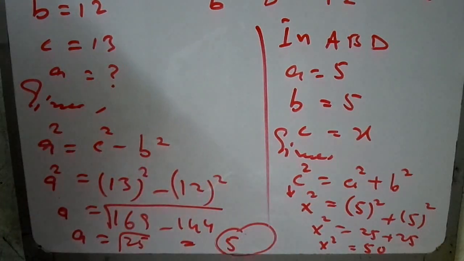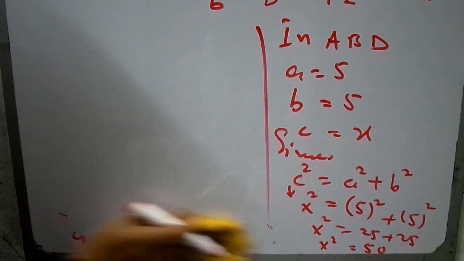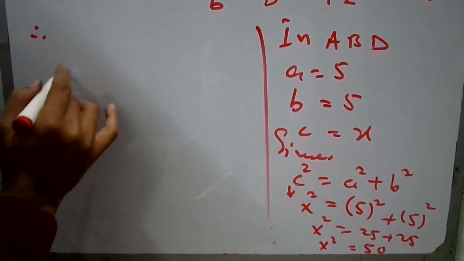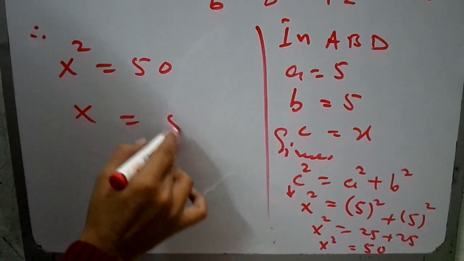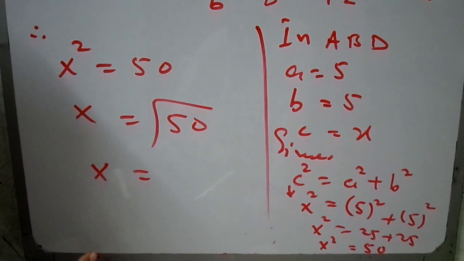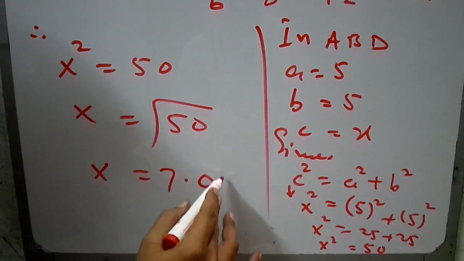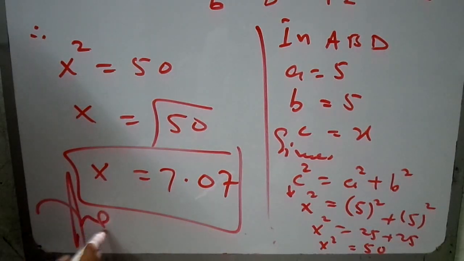Therefore x square is equal to 50, so you need the value of x, that is 50 under root. So the value of x is equal to 7.07. So that is your result.